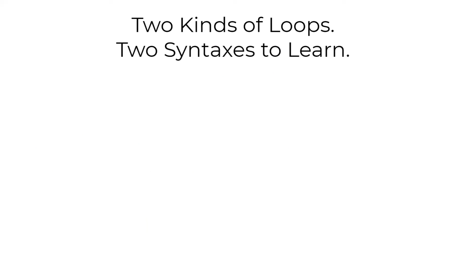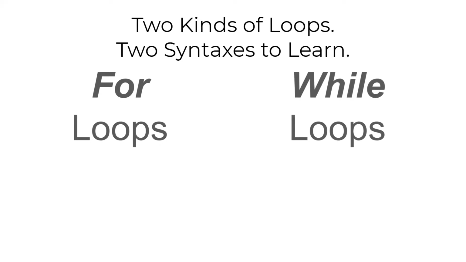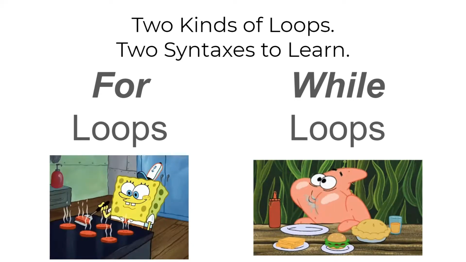Now, I've shown you a while loop, but there's actually 2 types of loops, and they have separate syntaxes, so let's talk about them both. First, you have for loops, and then you have while loops. Let's call for loops Spongebob, and let's call while loops Patrick, just to help us simplify things a bit. So, imagine that we have Spongebob. He's very organized. He has his hamburgers, and he's flipping them. And Patrick, he's very hungry, so he just eats until he's not hungry anymore. And we're going to use that analogy.